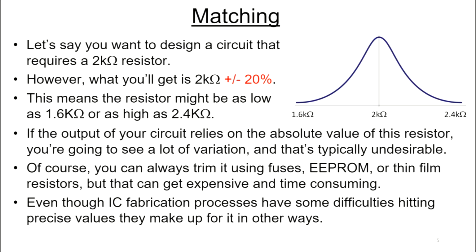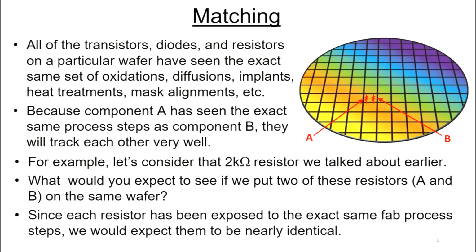So even though IC fabrication processes have some difficulties hitting precise exact values, they make up for it in other ways. All the transistors, diodes, and resistors on a particular wafer have seen the exact same set of oxidations, diffusions, implants, heat treatments, mask alignments, etc. Because component A has seen the exact same process steps as component B, they'll track each other very well.